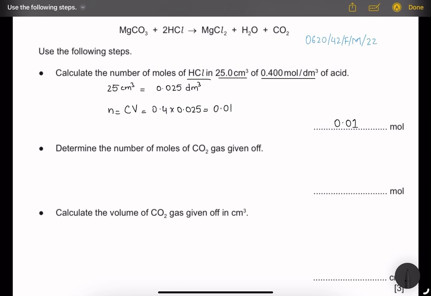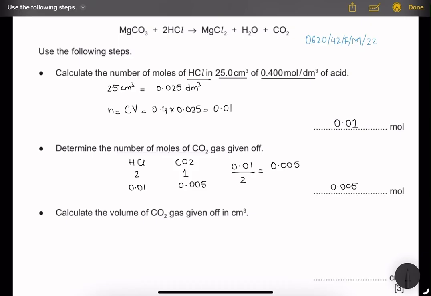0.01 mole. Now they are saying determine the number of moles of carbon dioxide gas given off. We have the number of moles of HCl, and we have to get carbon dioxide. This is in the ratio of 2:1. So this is 0.01, and when we divide it by 2, we'll get it for 1. So 0.01 divided by 2 is equal to 0.005.